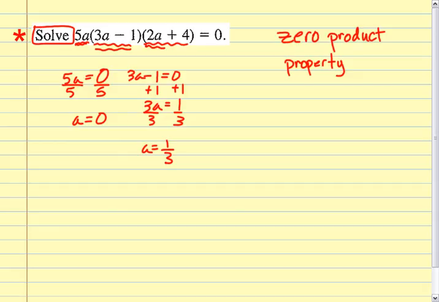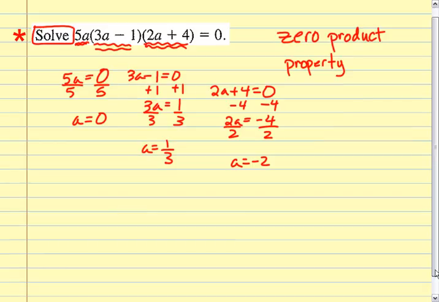And then I'm going to take this last one, 2a plus 4. What makes that 0? Well, subtract 4 from both sides. 2a equals -4. Divide by 2, and a equals -2. So if a equals -2, the whole thing is 0.